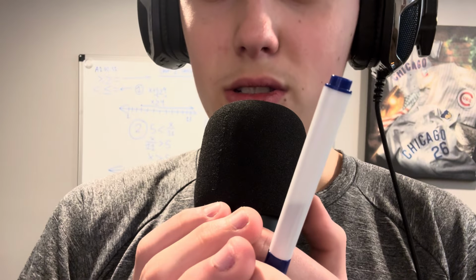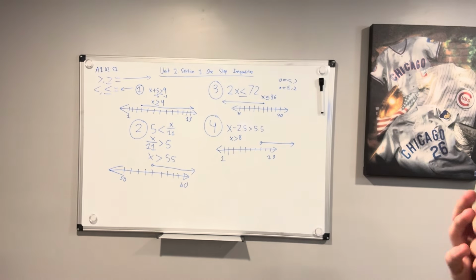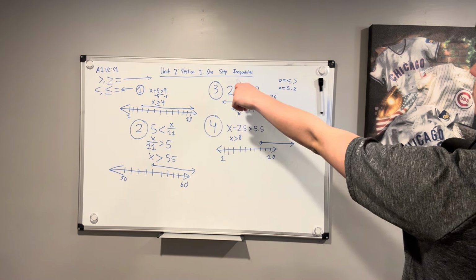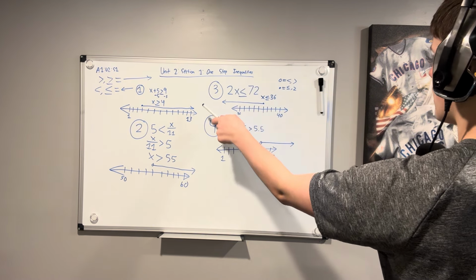I'm revealing the answers in 3, 2, 1. All right, go ahead, check your work and see how you did. So 2x is less than or equal to 72. This one will just go to the left, and I'll have a dot.